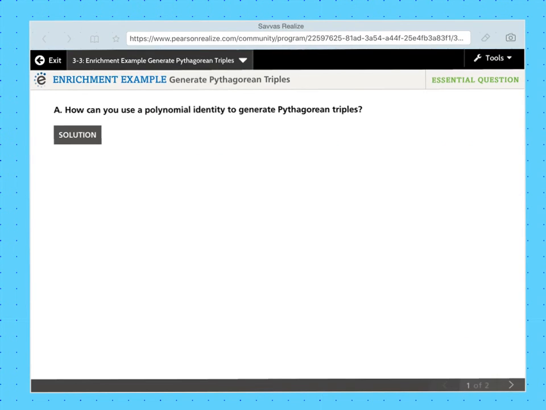Here's a really challenging question. How can you use a polynomial identity to generate Pythagorean triples? Remember, a Pythagorean triple is just any set of 3 positive integers that satisfies a squared plus b squared equals c squared. So here I gave you a right triangle, and the two legs are a and b respectively, and the hypotenuse is c, and we know that a squared plus b squared equals c squared, right?